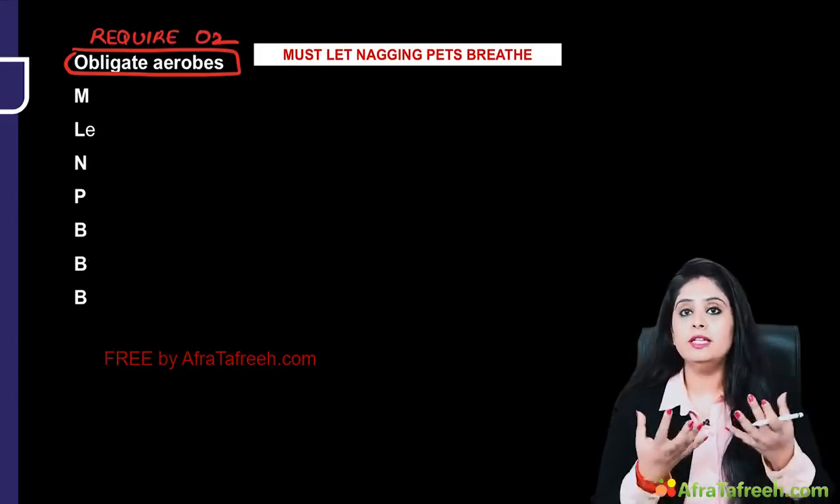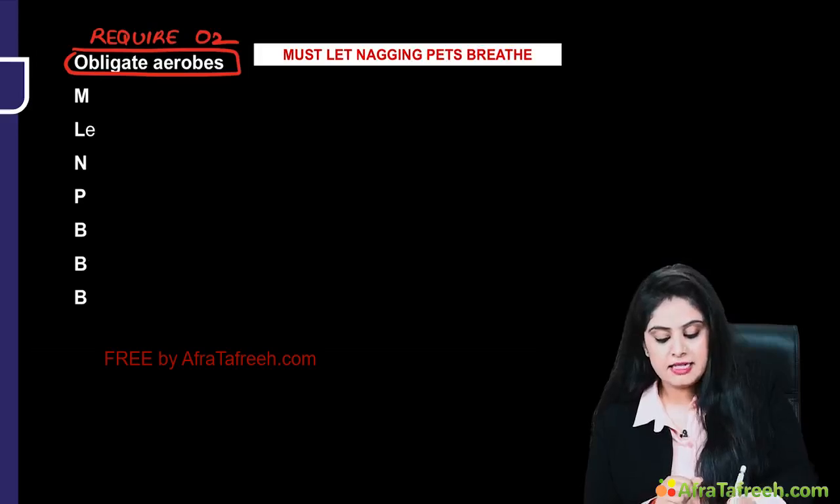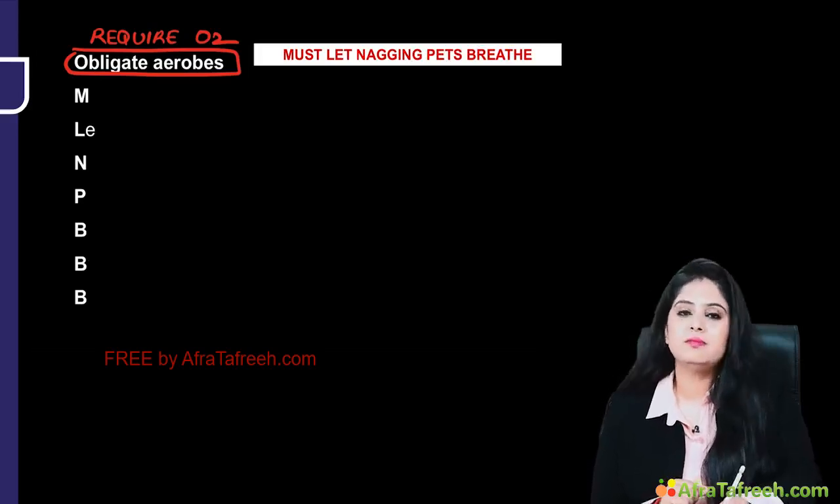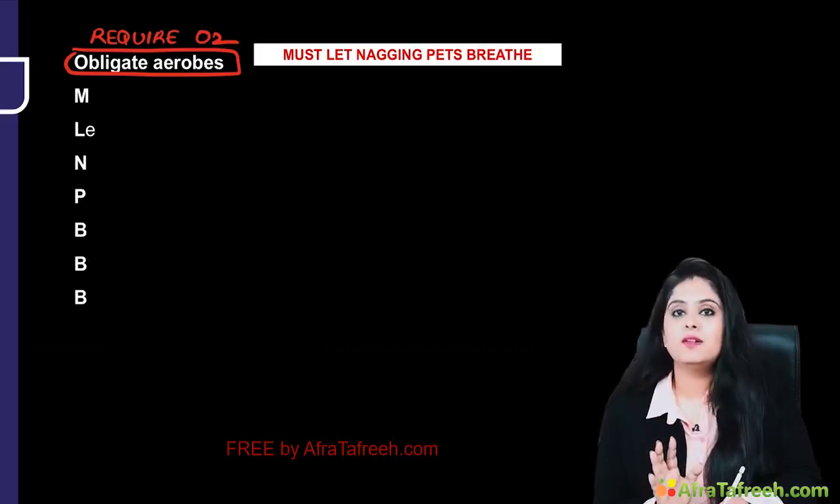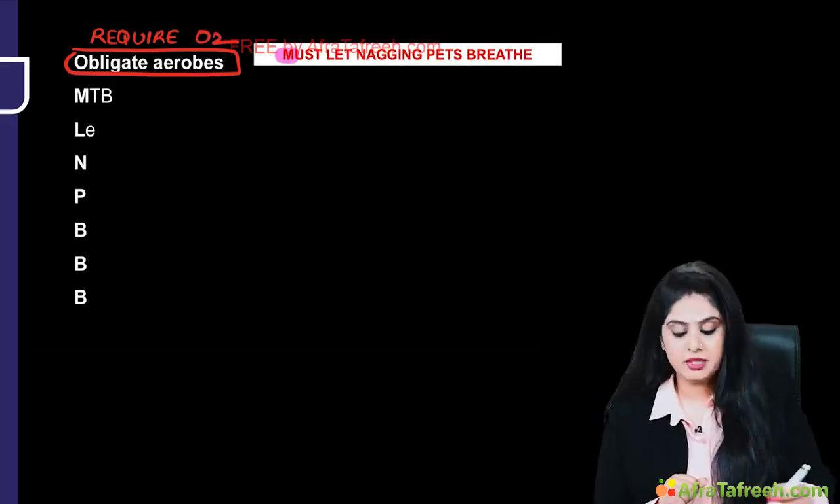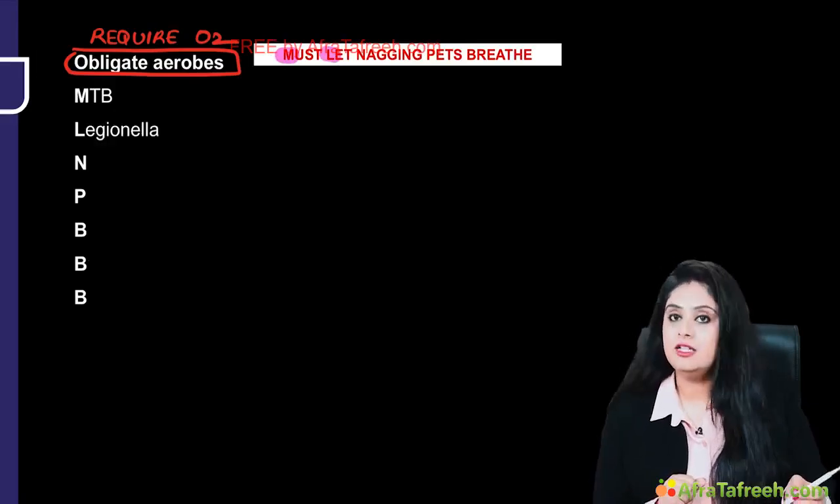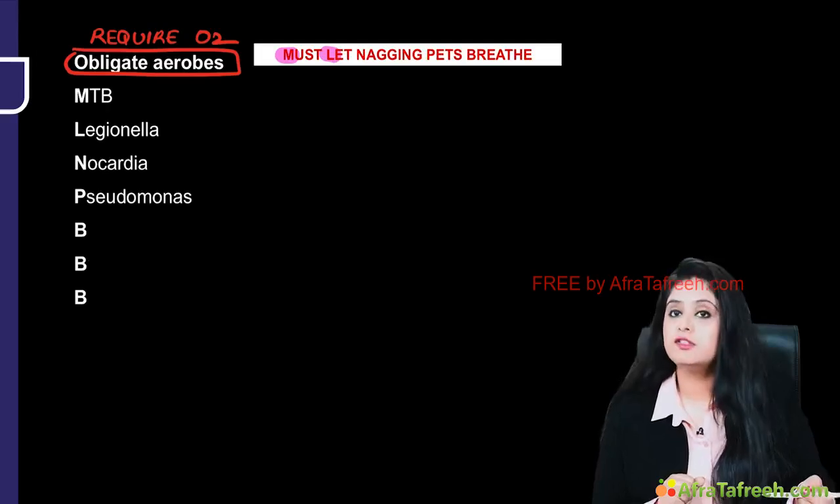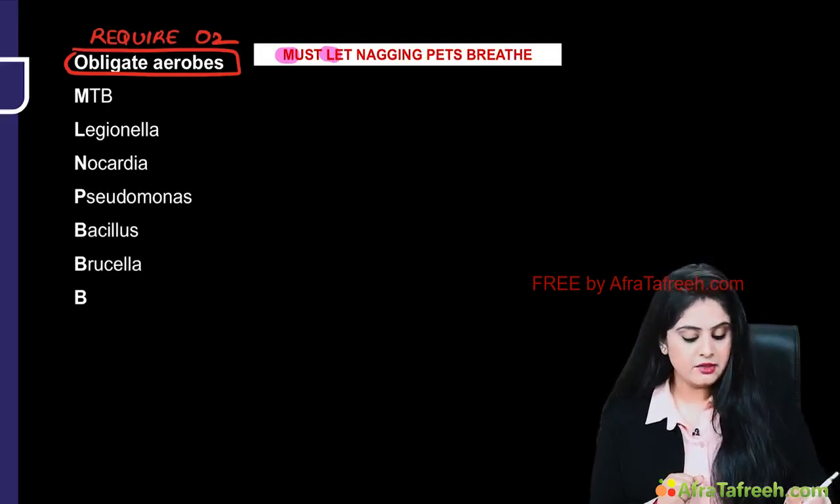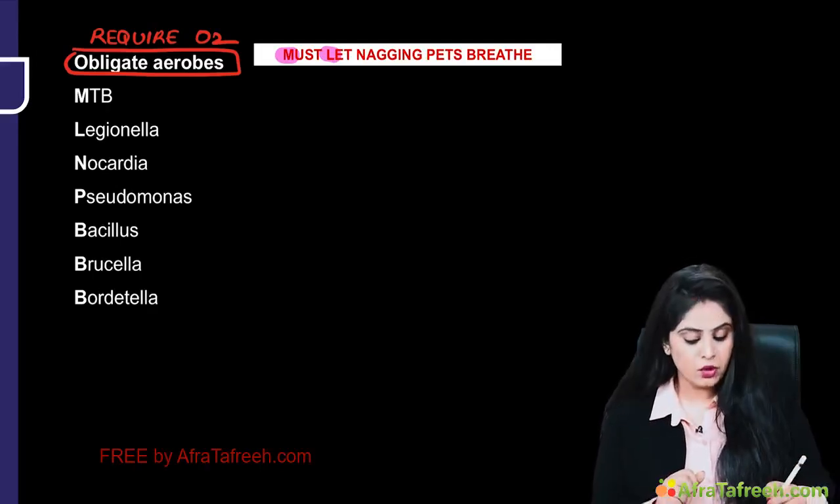Oxygen means breathing, so the mnemonic is something to do with breathing: Must let nagging pets breathe. I know it's not a superb mnemonic, but this is the only one possible. You can Google it also, there's no other mnemonic available. So must means Mycobacterium TB is aerobic. Let, L is for the very famous Legionella, that is aerobic. Nagging for Nocardia. Pets for Pseudomonas. And B, breathing, is a lot of things. All the B's you know: Bacillus, Bordetella, Brucella. All of those are going to come.